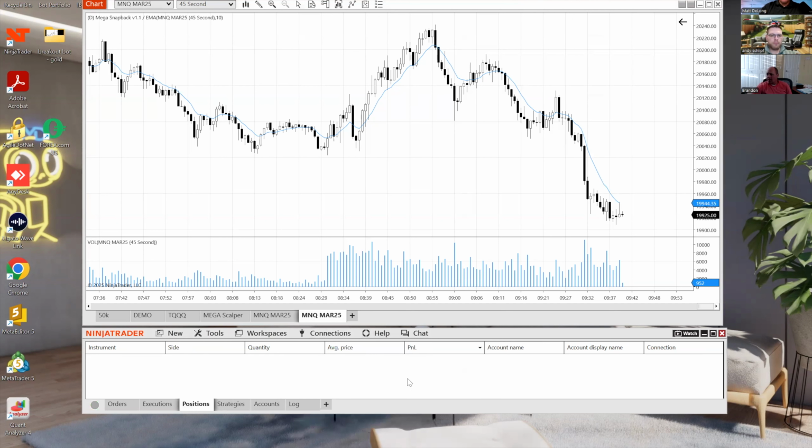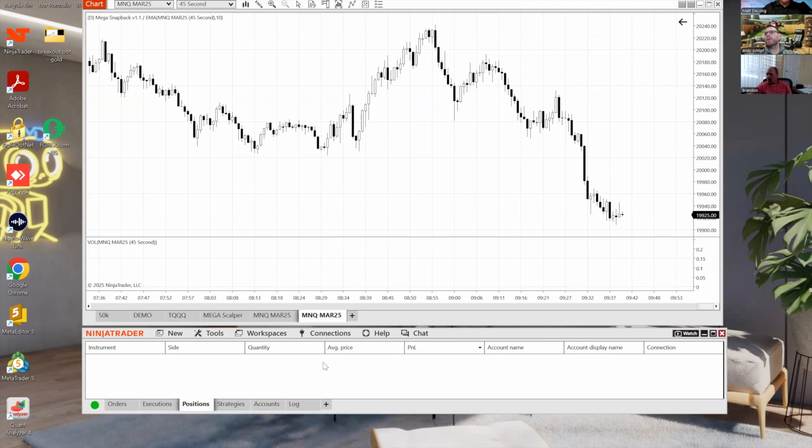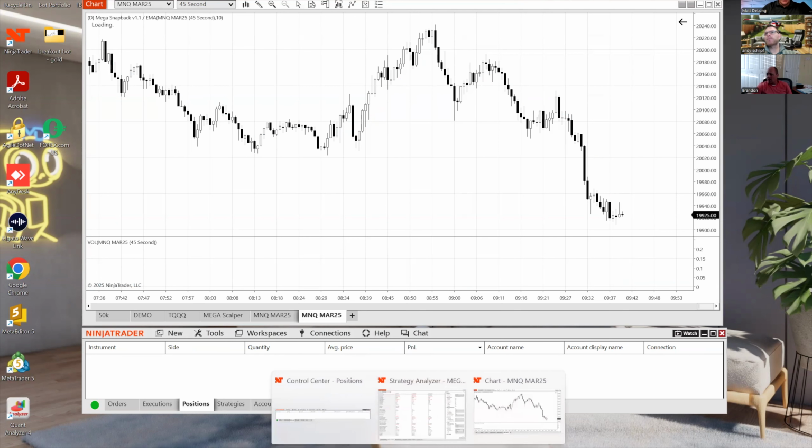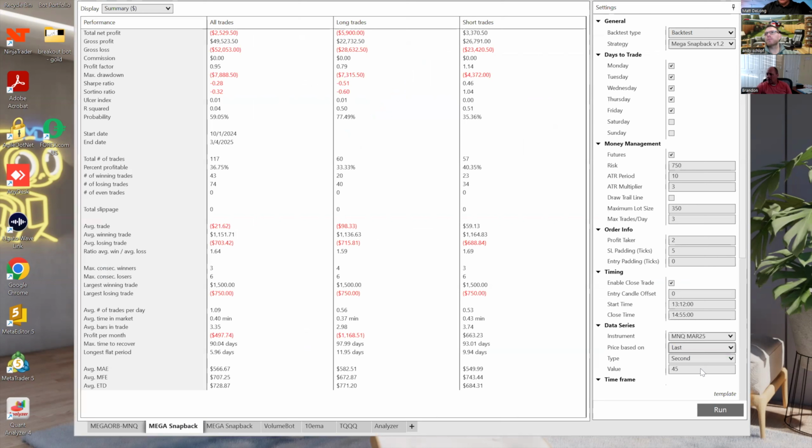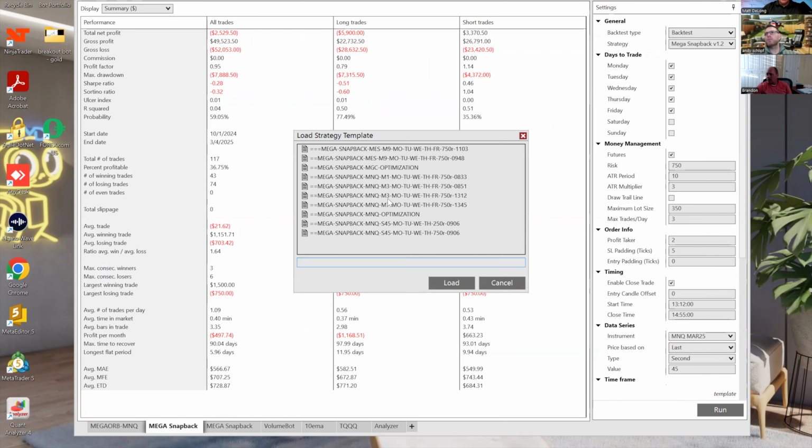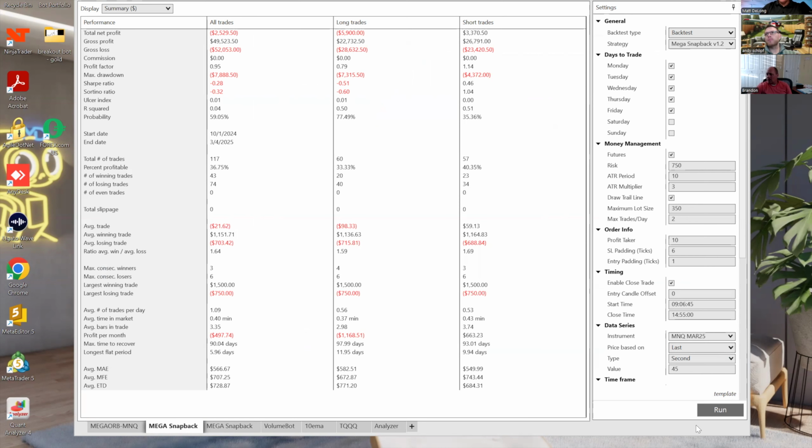No? Okay, awesome. So I'm going to go back and we're going to look at some back tests real quick. And I'm going to show you some cool stuff of what I've found. Let's load some of these back tests. Let's load this one. And do you guys know the basic premise behind some of the mega ORB, mega snapback? Do you guys know why we put the time into building them?